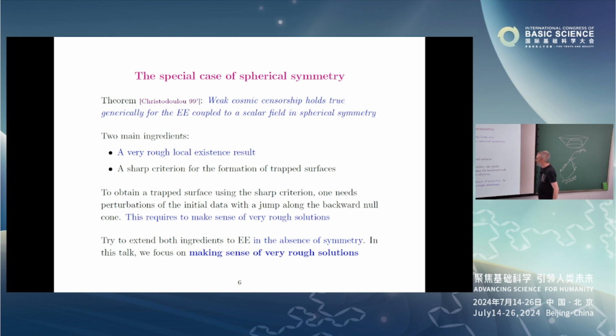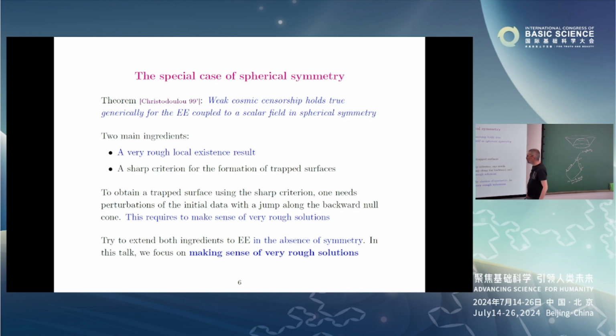Okay, and so let me now explain why you need a very rough local existence result. In other words, why do I need it in this proof? Why does Christodoulou need, crucially, to make sense of very low regularity solutions? And this is the following explanation.